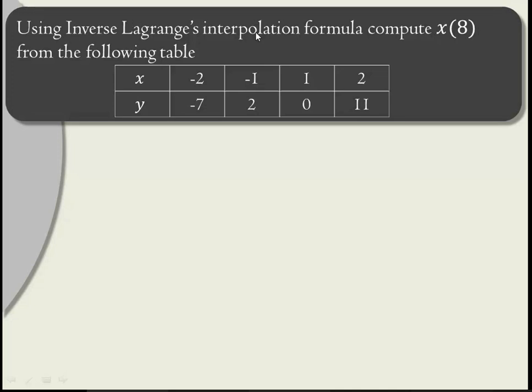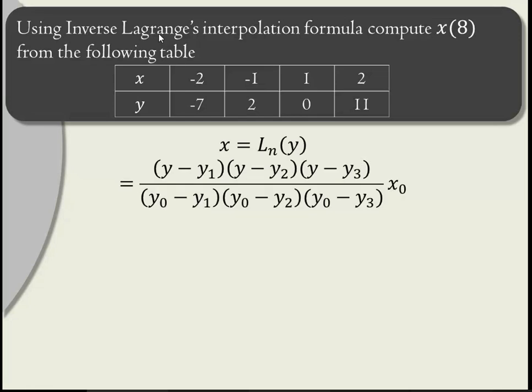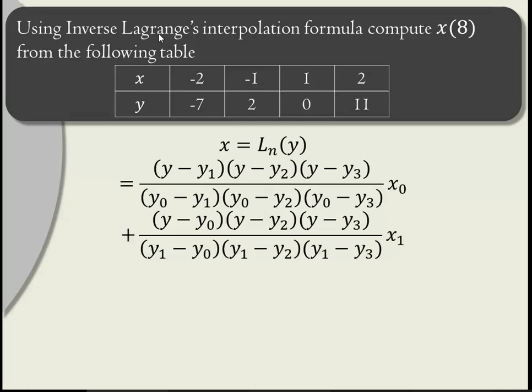If it is asked to find a value of y for a given value of x, then we use the regular Lagrange interpolation. But if it is asked to find a value of x for a given value of y, then we use inverse Lagrange. Inverse Lagrange means just interchange the values of x and y. By that we get the formula. So there is no separate formula, it is one and the same. We just interchange the x and y terms.